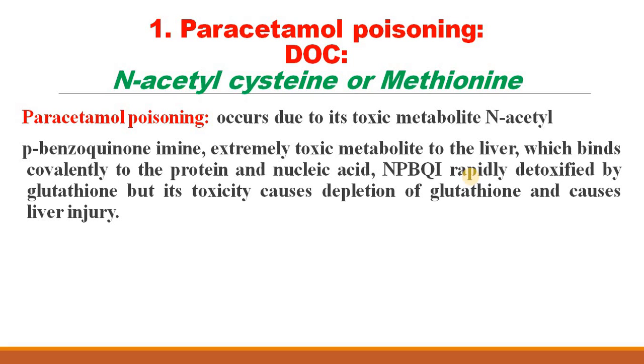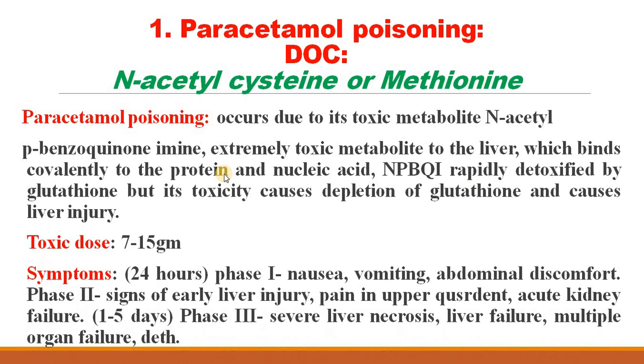A lot of times they have asked this question: what is the drug of choice in paracetamol poisoning? That is N-acetyl cysteine. And paracetamol is hepatotoxic because of what? Because of its metabolite, N-acetyl para-benzoquinone imine. Next, what is the toxic dose of paracetamol? 7 to 15 gram. If you consume 7 to 15 gram of paracetamol in a day, that is the toxic dose.